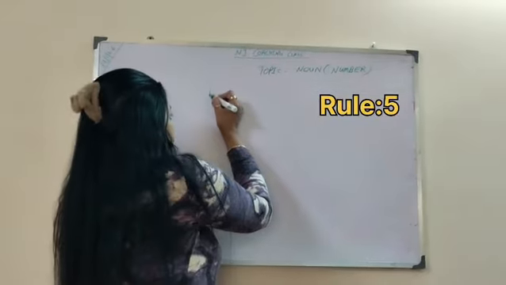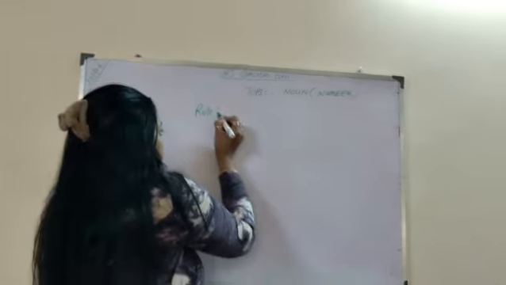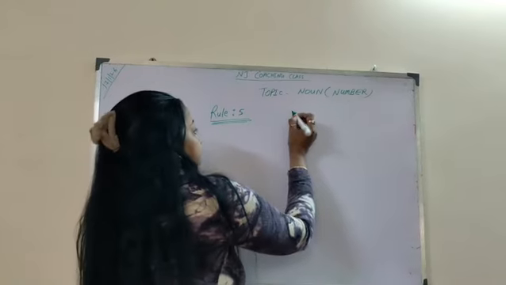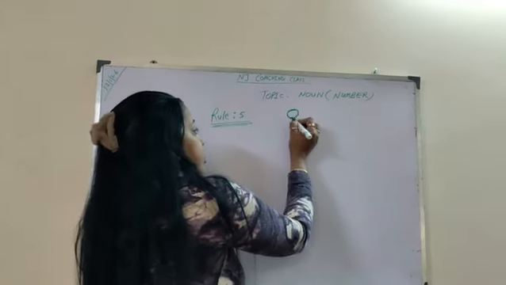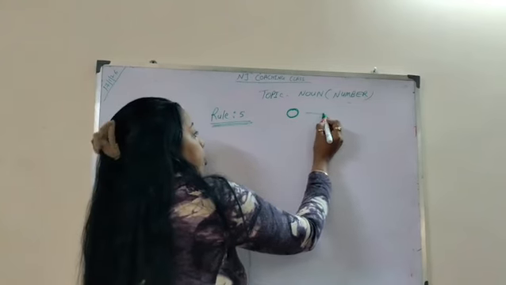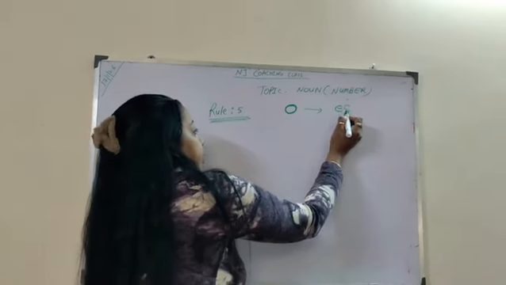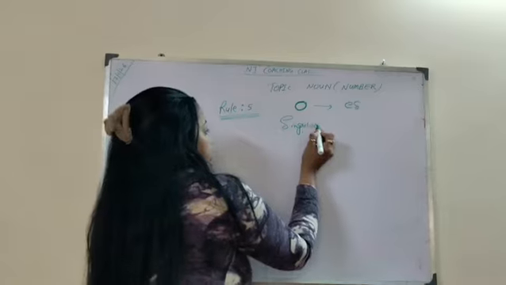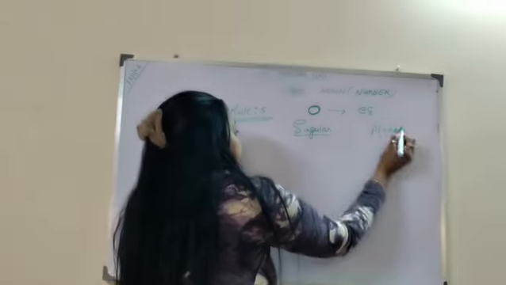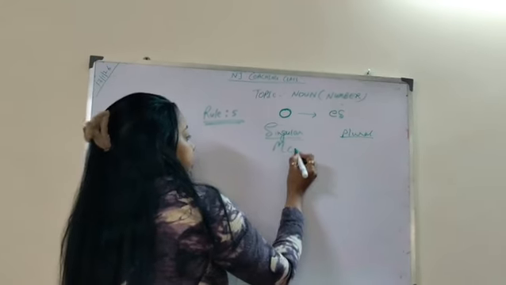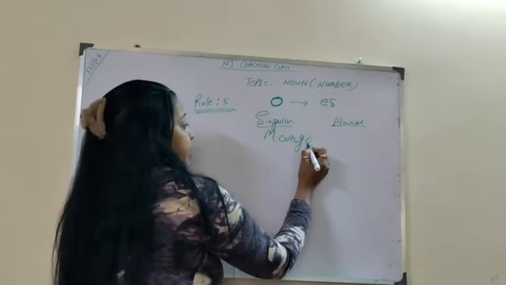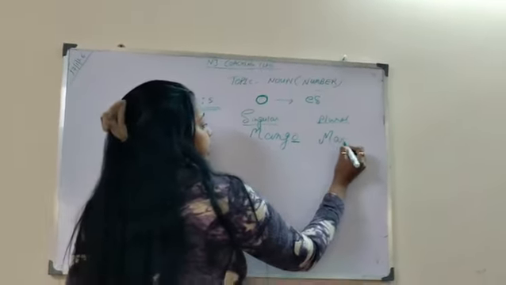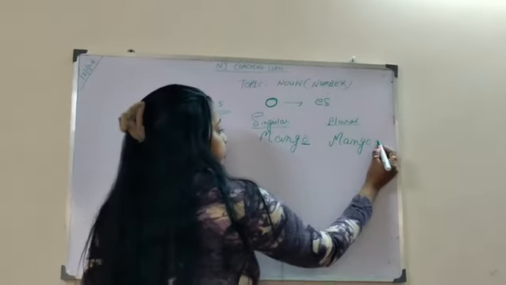Now comes rule number 5. If our singular noun ends with o, then we have to add es. Okay, for example, again see singular, plural. If I write mango, mango ends with o, so simply we have to add es, mangoes.